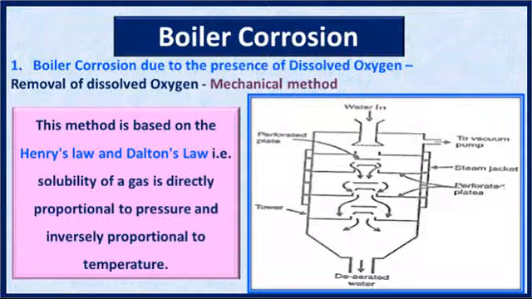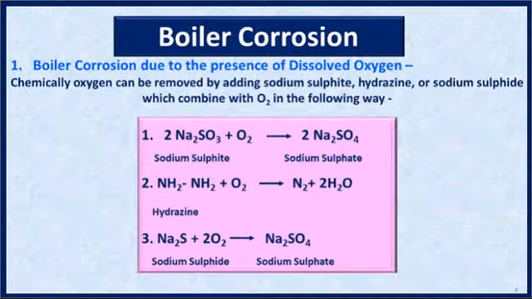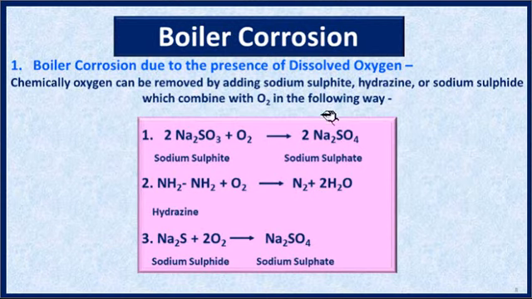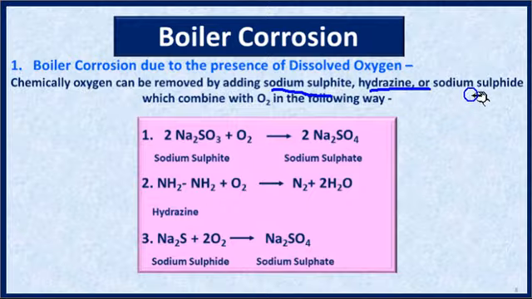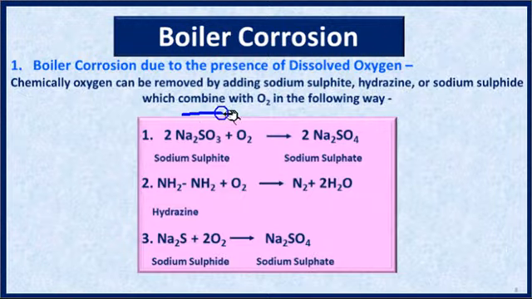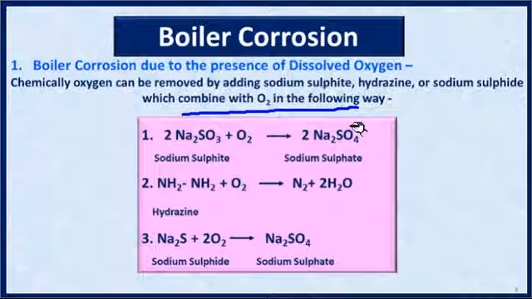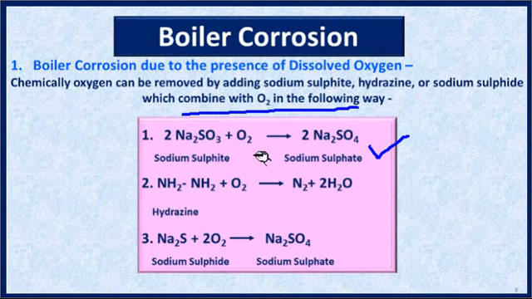Now, chemical method for removal of oxygen from boiler feed water, which includes addition of some chemicals like sodium sulfite, hydrazine and sodium sulfite in the boiler feed water. All of these chemicals combine with oxygen and consume the oxygen, and hence decrease the concentration of oxygen in the water. For example, the sodium sulfite reacts with oxygen, converting it into the sodium sulfate. So it consumes the dissolved oxygen present in the boiler feed water. Hence, oxygen concentration decreases in the boiler feed water.